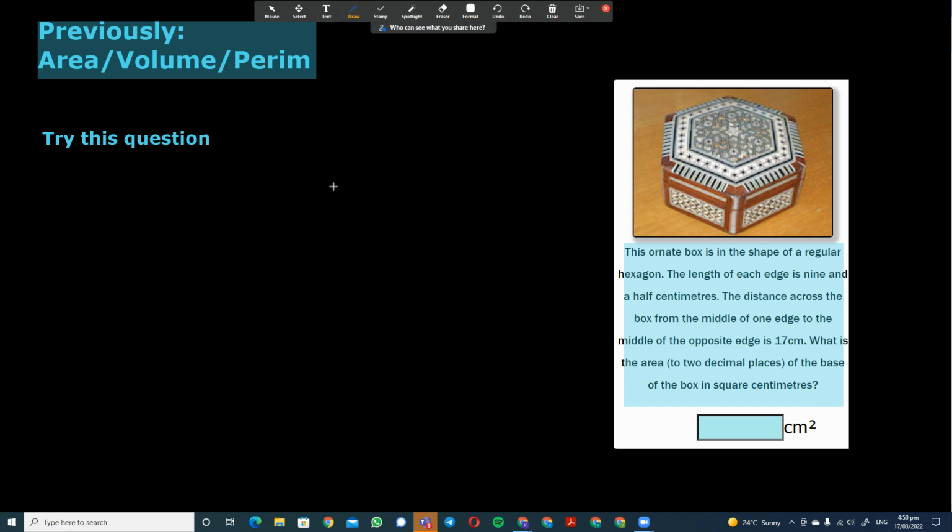All right, let's redraw this shape. So we got a hexagon, which is 6 sides. Okay, so we got 1, 2, 3, 4, 5, 6. So the ornate box in the shape of a regular hexagon, the length of each edge is 9.5 centimeters. So let's write that down. So this is 9.5 centimeters, and each of them are equal.